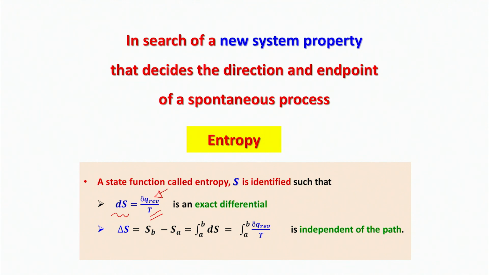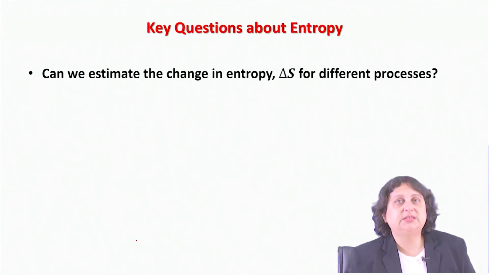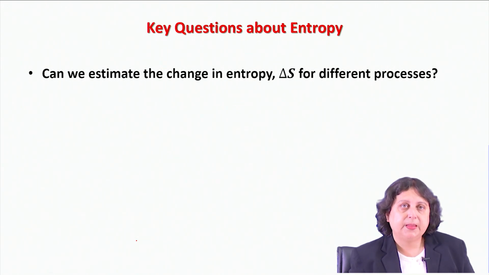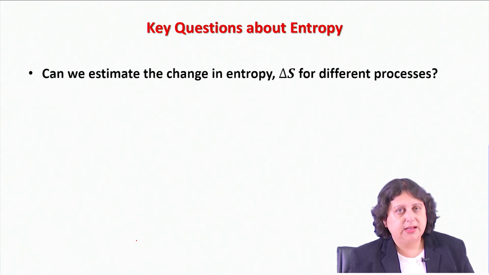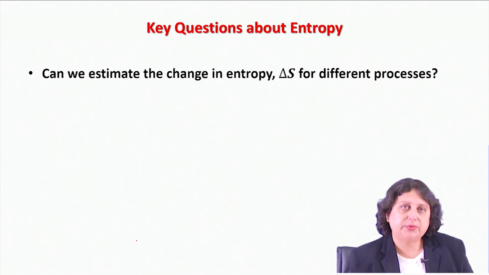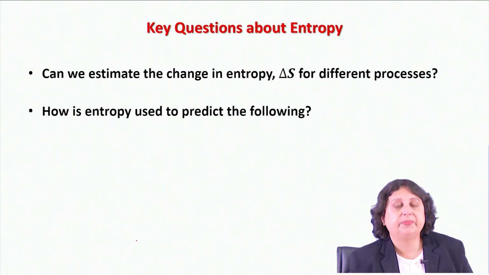If during a change in state there are several such exchanges of thermal energy, in that case what I will do is add them all up, integrate them, and get the delta S value. Now, key questions about entropy are as follows. We have identified entropy as an outcome of the Carnot engine. But for any general process, is it possible to estimate the change in entropy? That is the very first question that we have in mind.